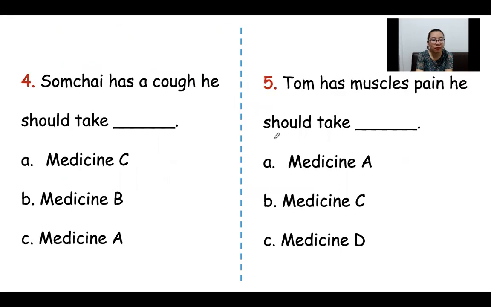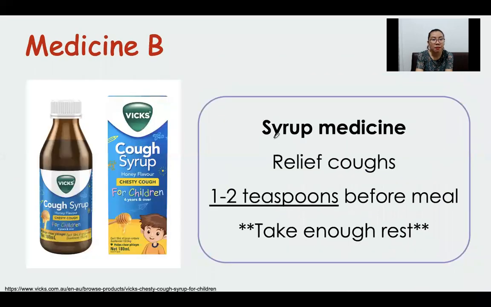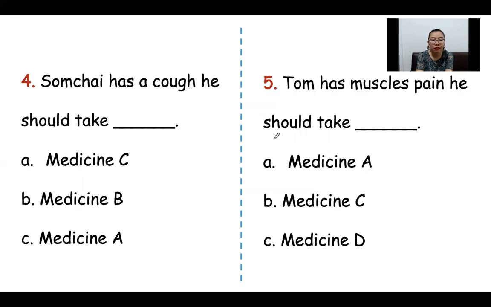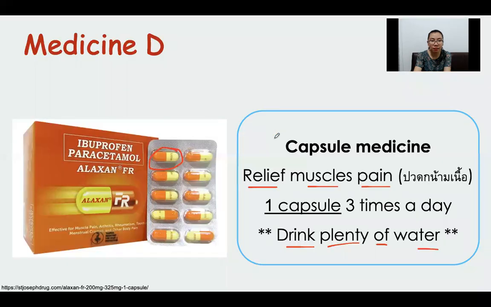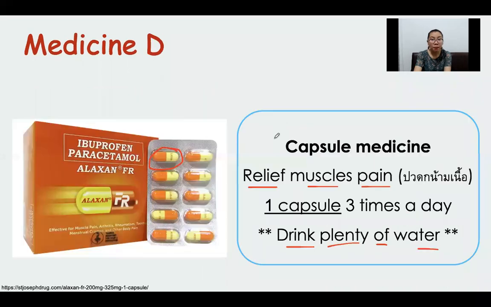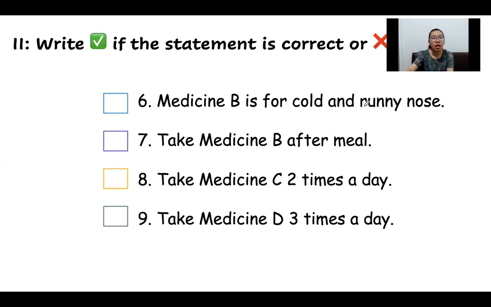Song Chai has a cough. He should take cough. Medicine A, B, C, or D? Cough. Tom has muscle pains. He should take medicine A, B, C, or D. Muscle pain. Okay, muscle pain.